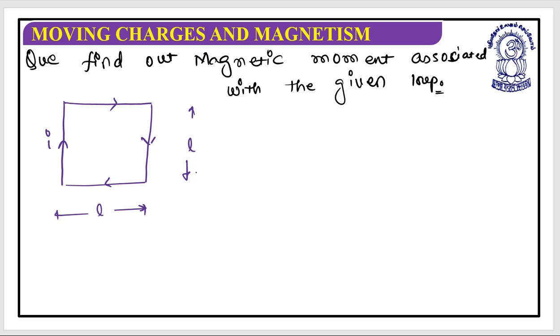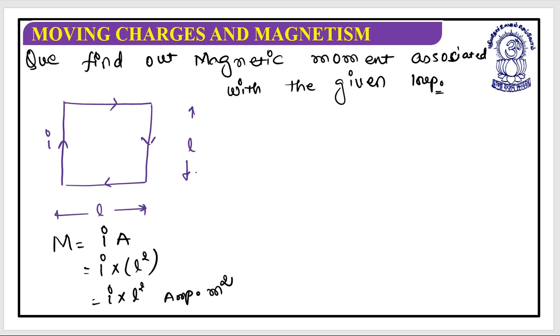So as I know, magnetic moment is a vector quantity, I must be interested in two parts. First its magnitude, second its direction. So let's first deal with the magnitude, and then we will move to the direction. So M equals I into A, area is L square, so M equals I into L square, ampere into meter square. I hope this is clear.